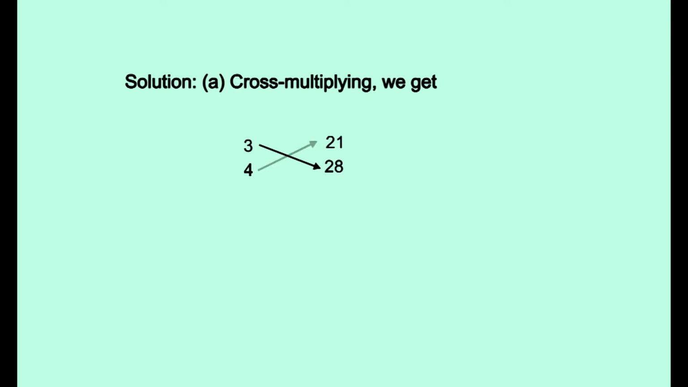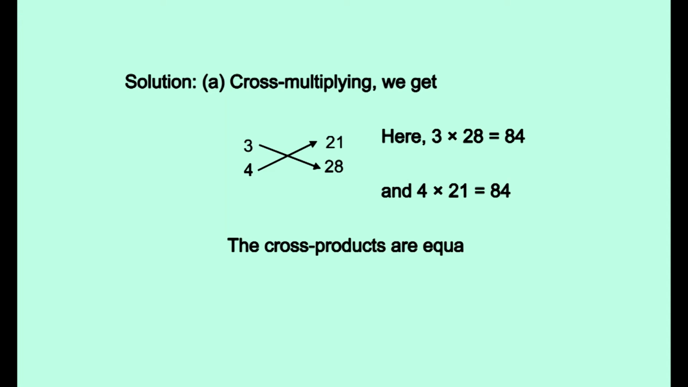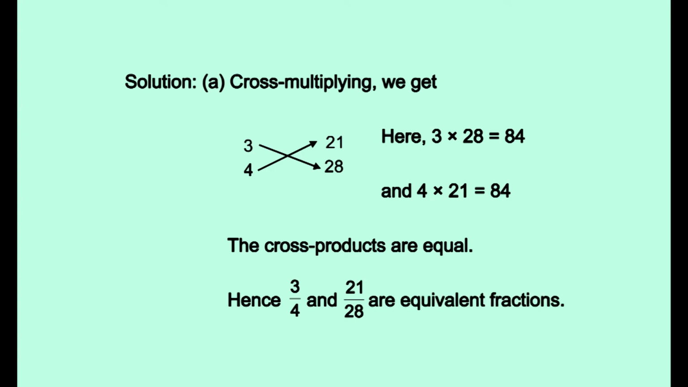Solution: cross multiplying 3 by 4 and 21 by 28, we get 3 into 28 and 4 into 21. Here 3 into 28 is equal to 84 and 4 into 21 is equal to 84. The cross products are equal. Hence, 3 by 4 and 21 by 28 are equivalent fractions.